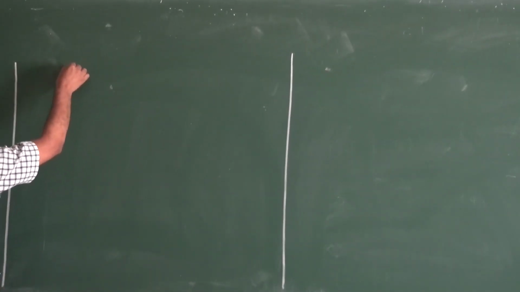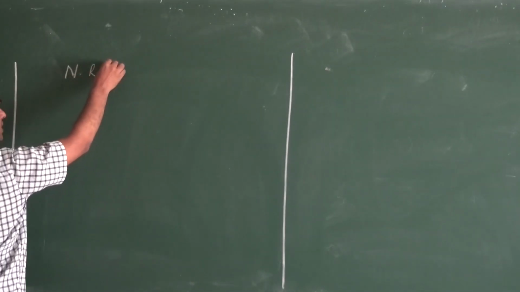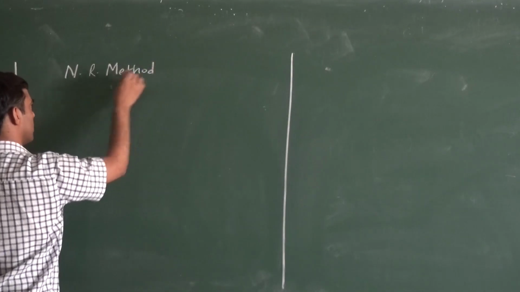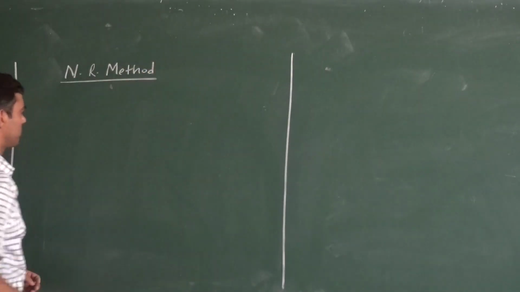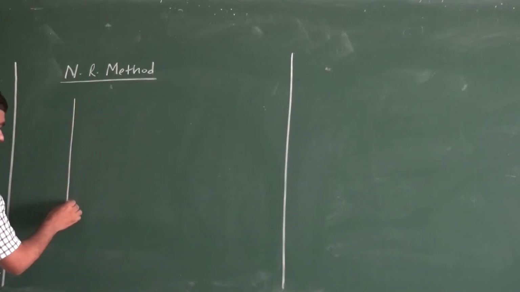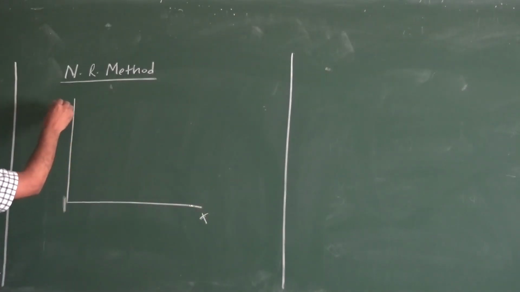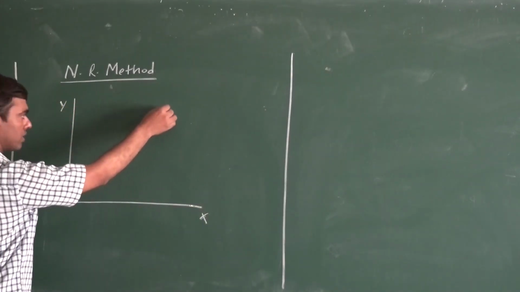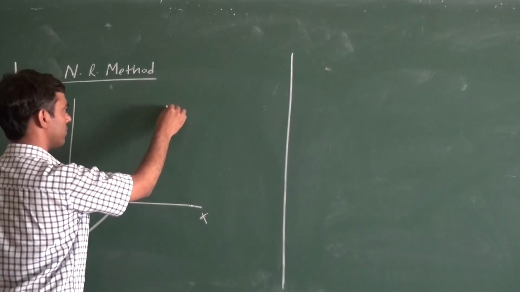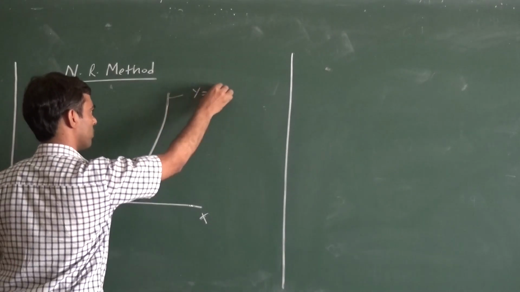So, the short form of Newton-Raphson is the NR method. Suppose this one is the x-axis, this one is the y-axis, and this one is a function, the graph of the equation y equals f(x).